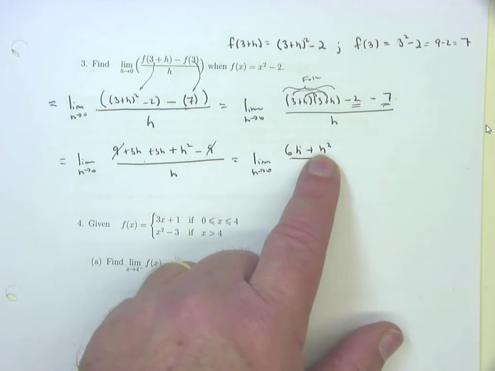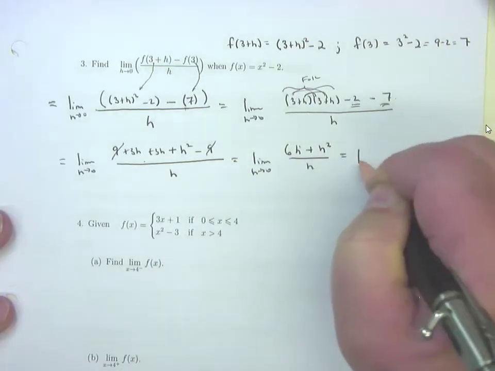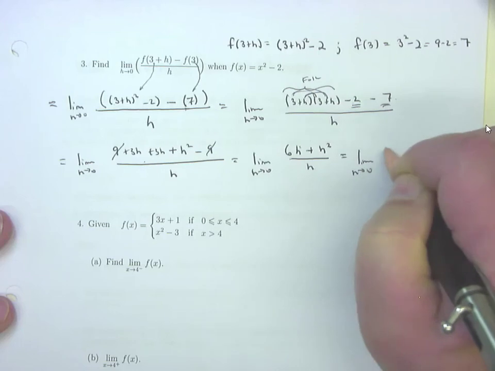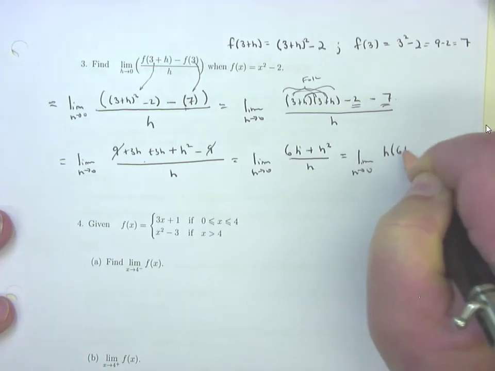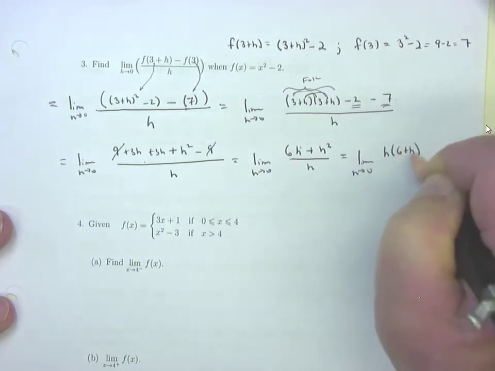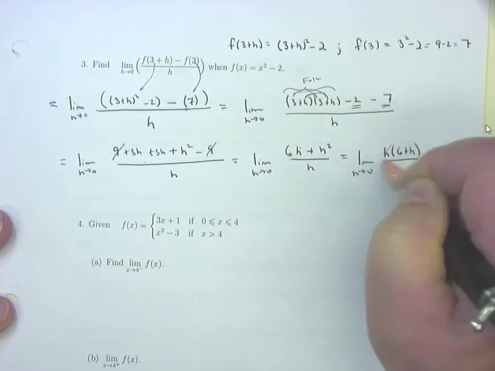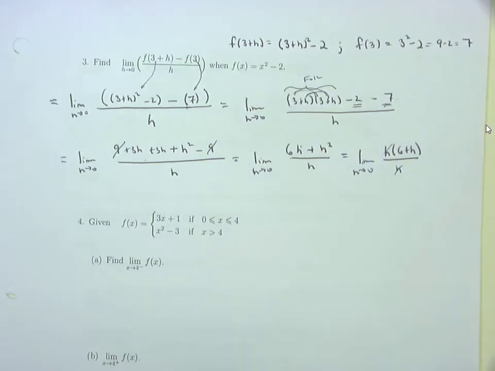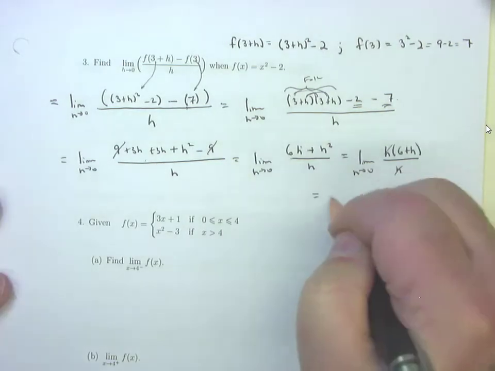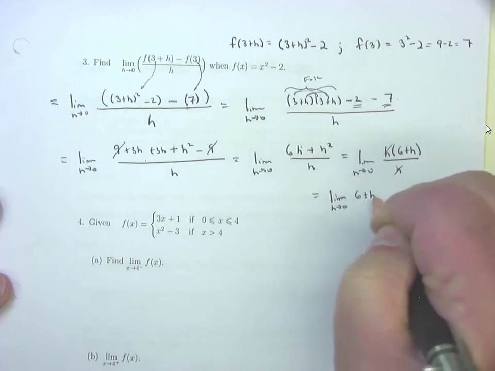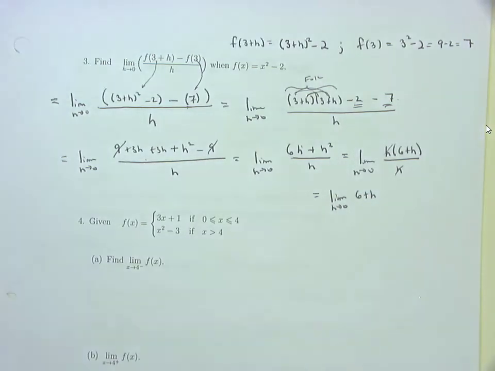What do you have in common? H. So this would be equal to the limit as h approaches 0 of h times, when you factor out the h, you're left with 6 plus h divided by h, and the h's cancel. That's the way it cancels, through strict multiplication and division. And then this would be equal to the limit as h approaches 0 of 6 plus h. So you finally cleaned them up and canceled your denominator.